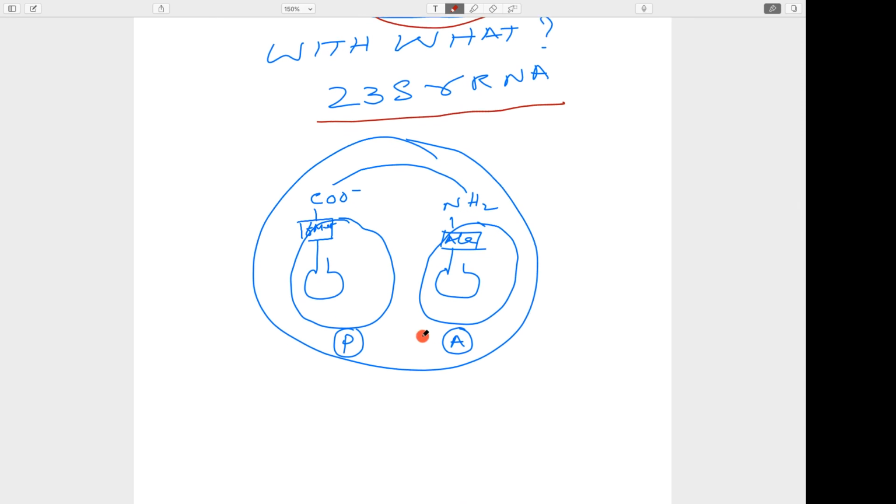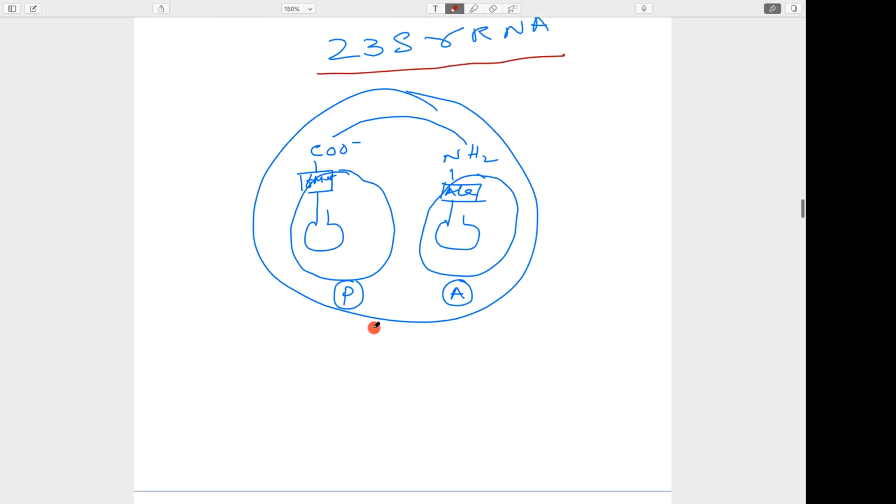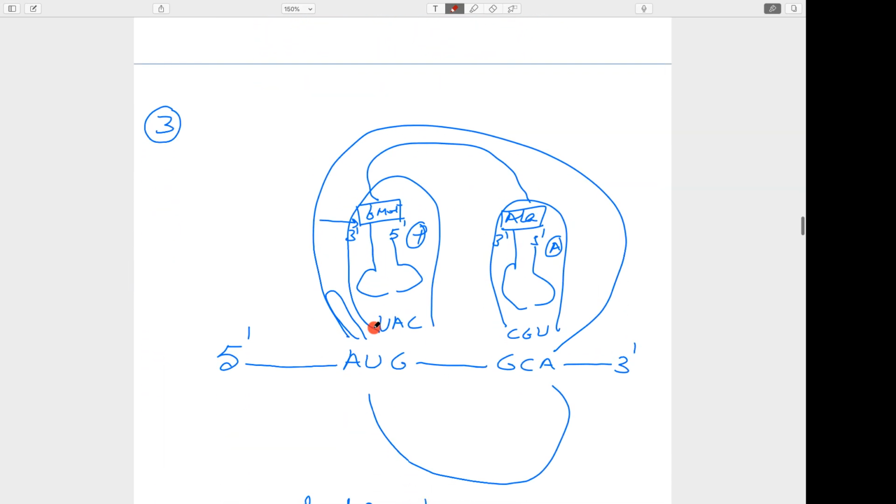Between whom is the peptide bond taking place? The carboxyl group of the polypeptide or amino acid present at the P site reacts with the amino group of the amino acid transfer RNA at the A site. That is the peptide bond formation that we have shown here like this.